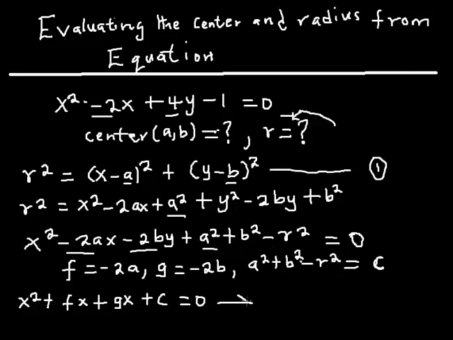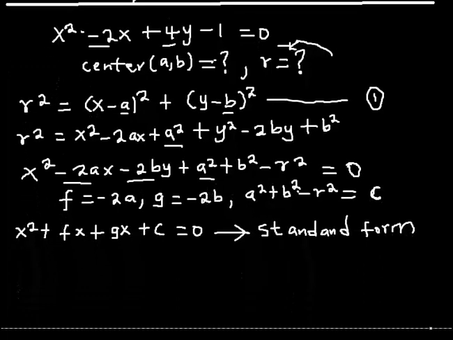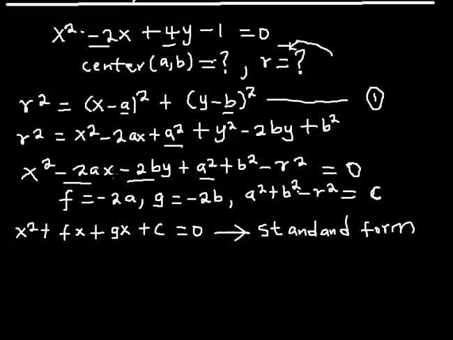So once you see this, this is the standard form of the equation of a circle. From this standard form, you know very well, you can always evaluate my center. All I need to do is get my a. Of course, a is going to be equal to f divided by minus 2. Simple. If I want to evaluate my b, the y coordinate of the center, my b is going to be equal to g divided by minus 2.